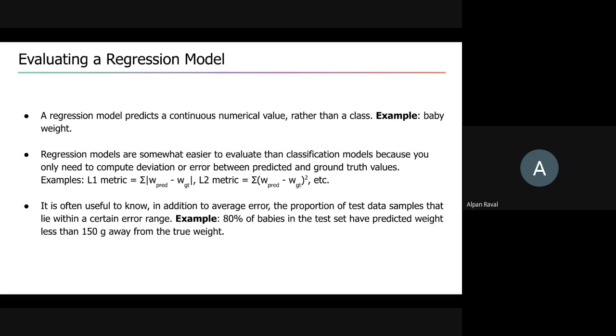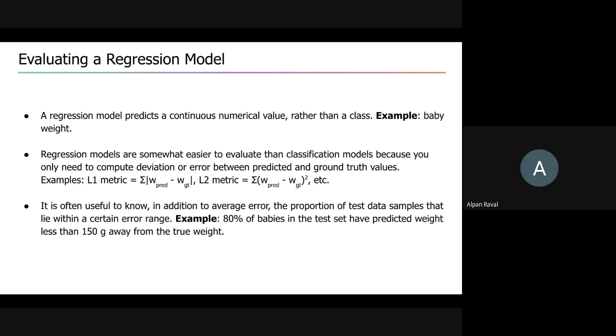So what are commonly used are these sort of averages like the L1 metric, L2 metric. But instead of using averages, sometimes it's also often useful to know what proportion of your data lies within a certain error range. So again, if you look at the baby weight example, the user might want to ask, okay, so your average error in baby weight is say 120 grams. That is, 120 grams is the average difference between the predicted weight and the actual weight, right? But the average hides a lot of things.